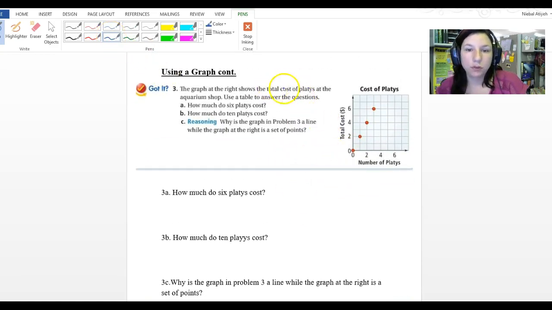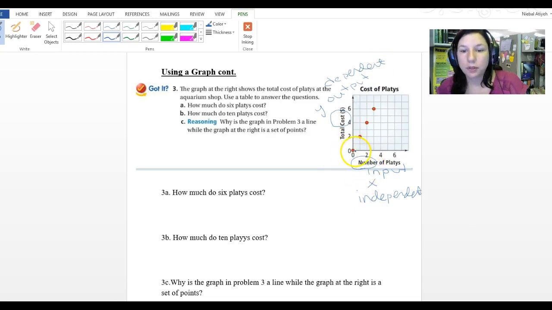The graph at the right shows the total cost of this particular type of fish at the shop. So this is the number of that type of fish here. This is our input. It's our x variable. This is the independent variable, and you'll learn that vocabulary as you continue in the class. Then along the y-axis, this is our output, our dependent variable. The cost depends on the number of fish you buy.